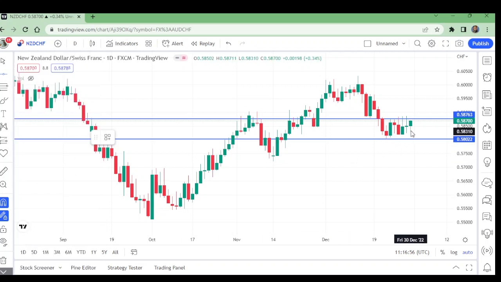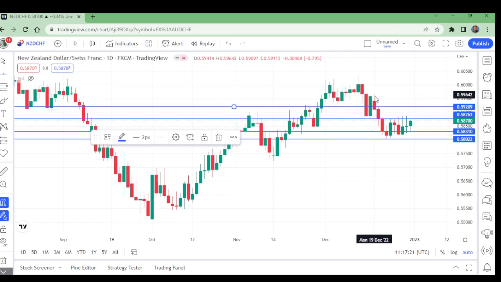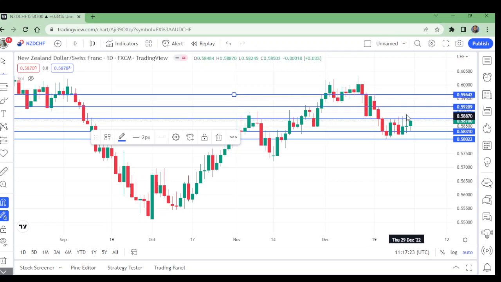Now from here this pair is going upward. From here this went up, came down, went up, retested this level, and now this pair is going upward. Now what are the levels for take profits? This pair has many levels. This is the level, this is the level. Even if someone wants to take profit earlier, this is also a level.